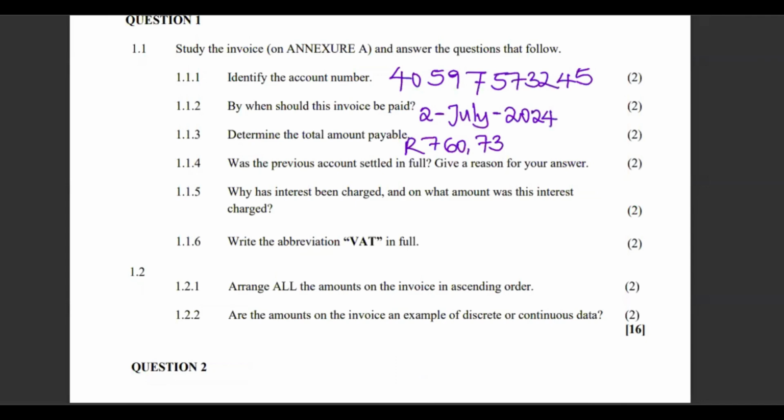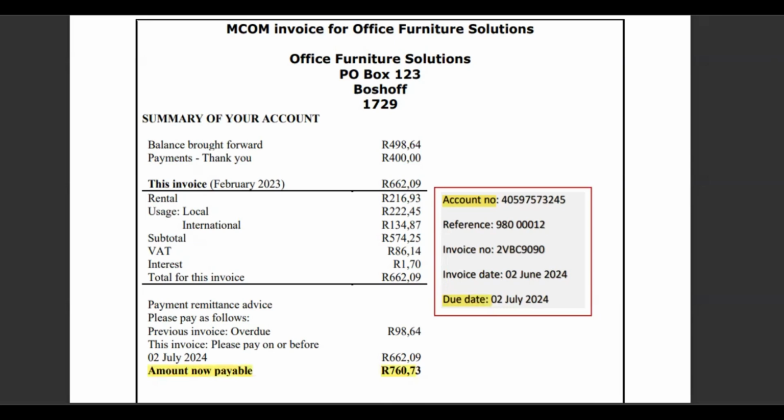Was the previous account settled in full? Give a reason for your answer. Now the previous account, it's here, we take note of this. Balance brought forward, it's this much. But the person paid how much? The person only paid 400. That means the account was not settled. Previous invoice overdue. It's this much.